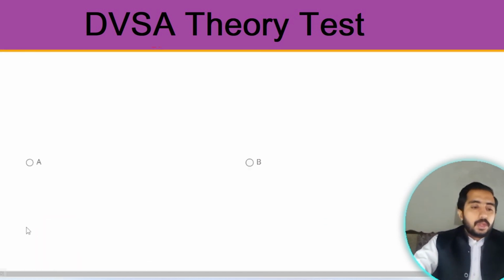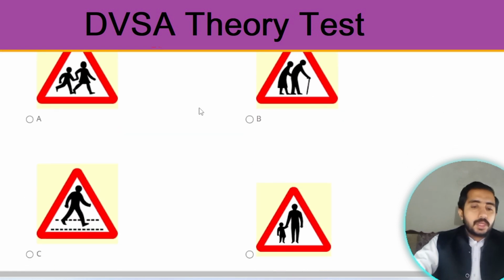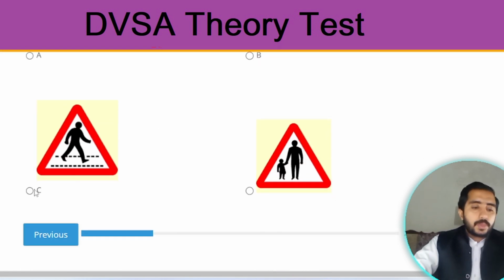Next question. Which sign means that pedestrians may be walking along the road? This one is represented by option C.